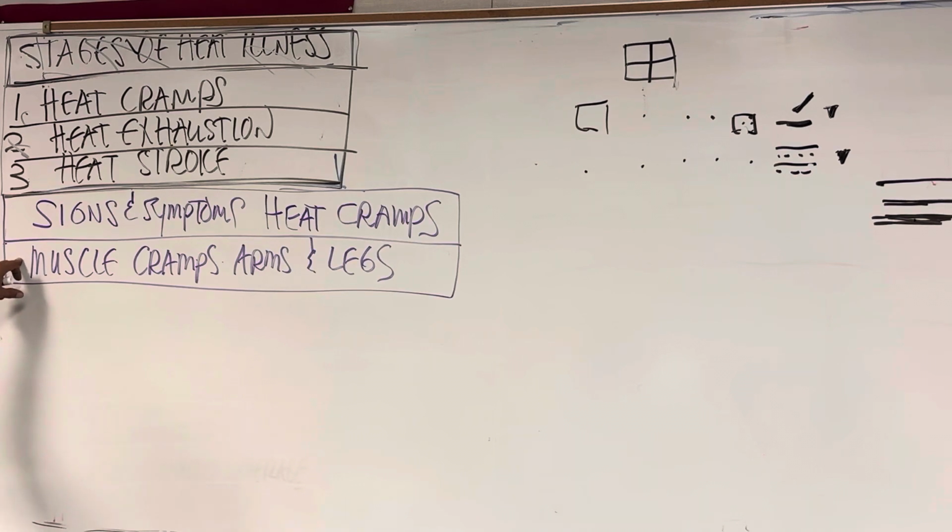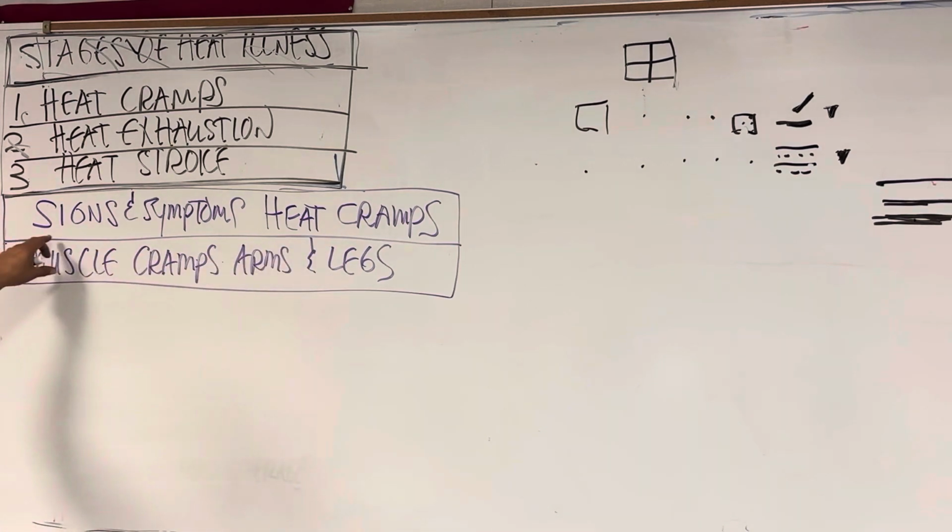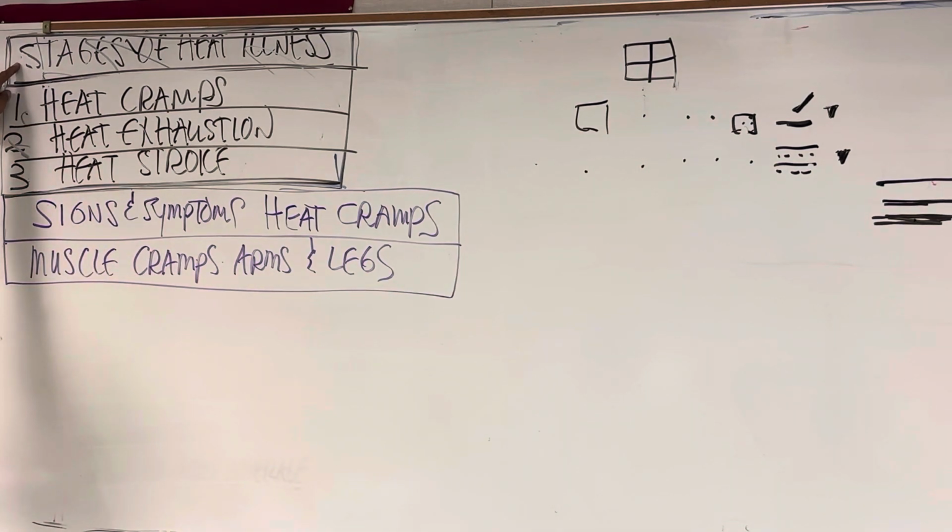Highlight muscle cramps, arms and legs. Border it so that you have a border that sits between the two lines. You're going to bold this, stages of heat illness. Bold that. Bold signs and symptoms of heat cramps. Here's the next set.